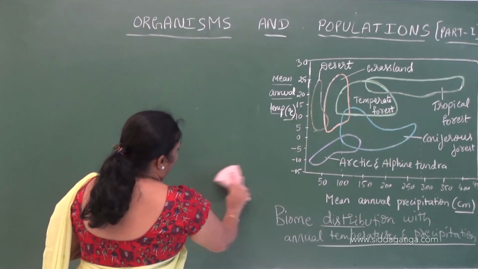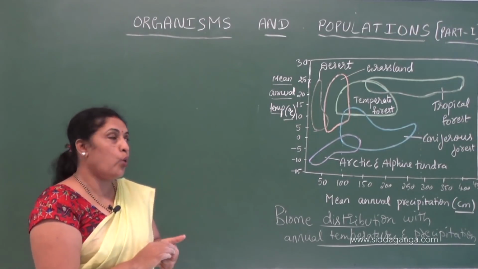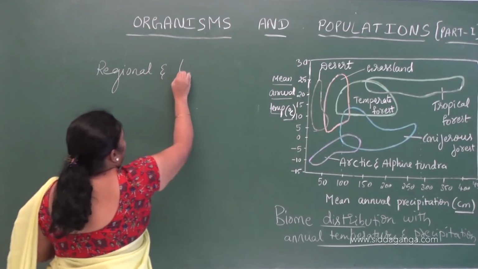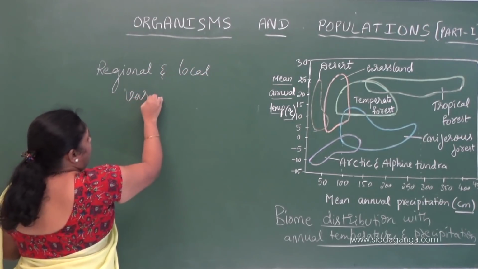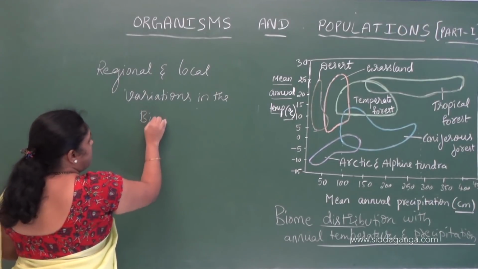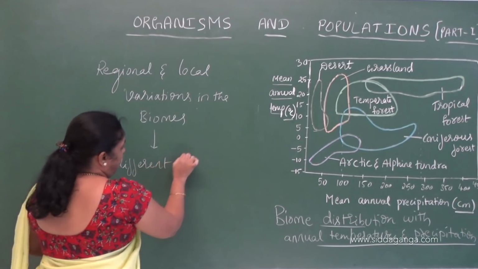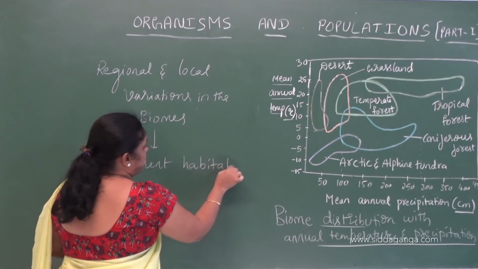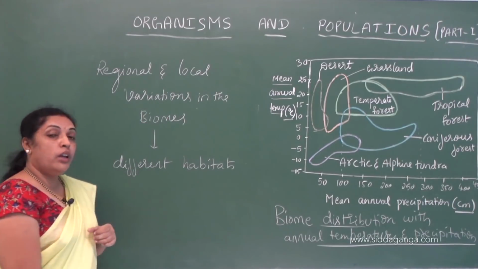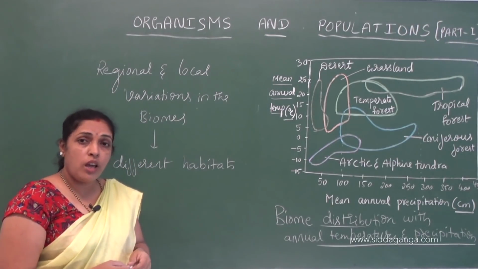Understood? And variations, regional and local variations in the biomes will give rise to different habitats. Understood? Regional and local variations in the biomes will give rise to different habitats in an ecosystem.